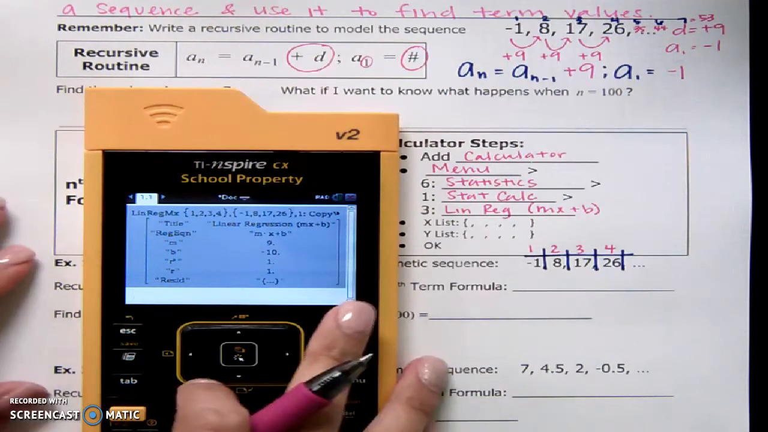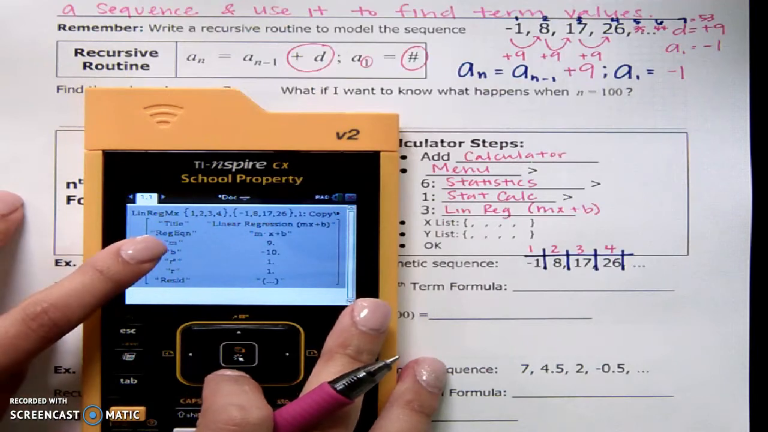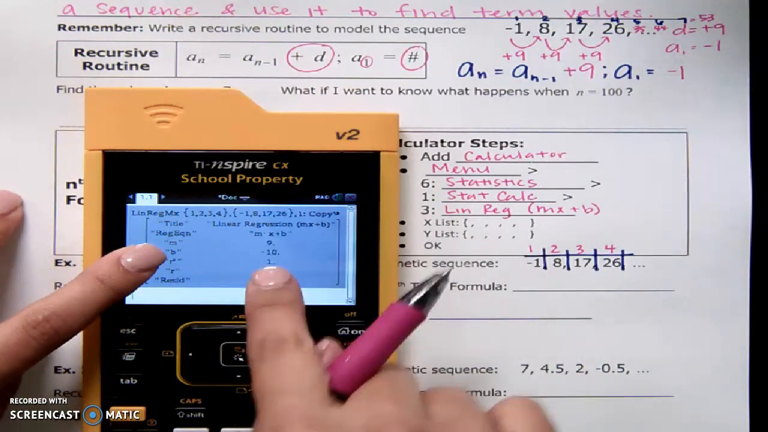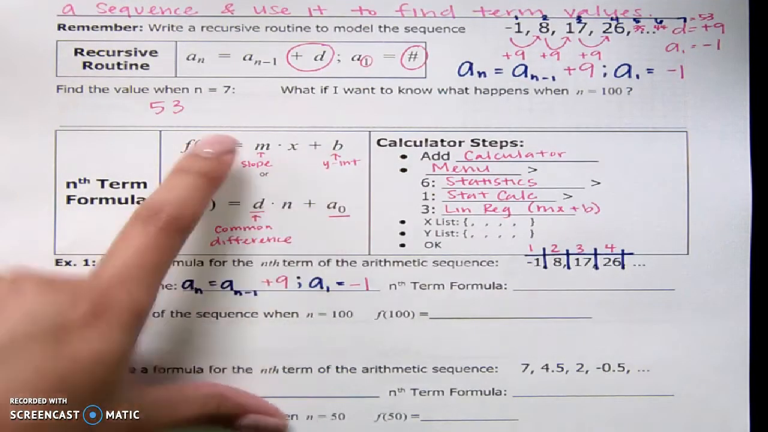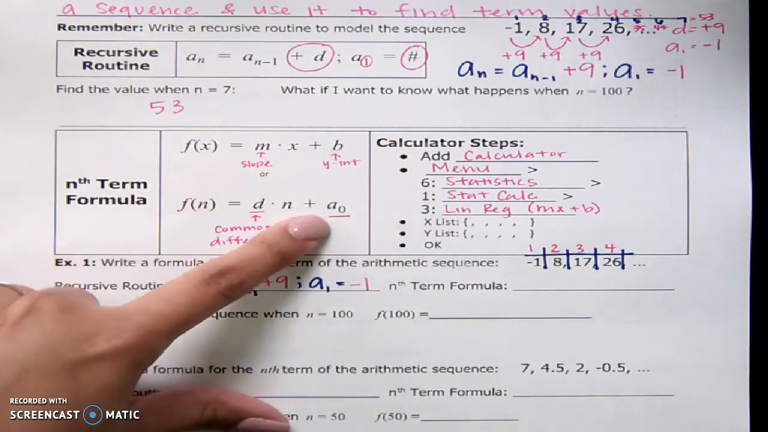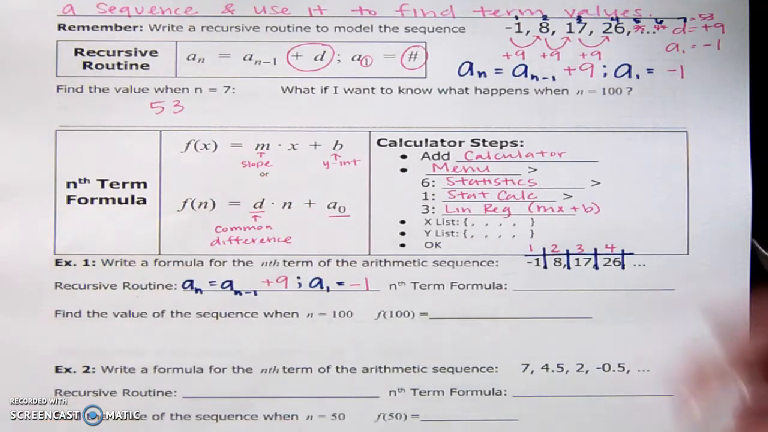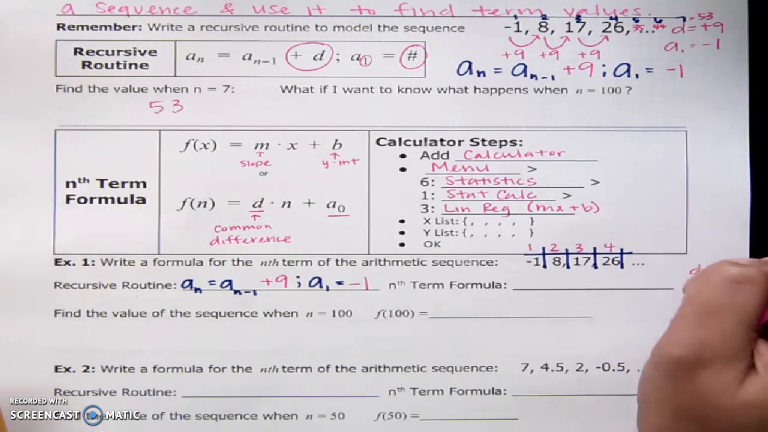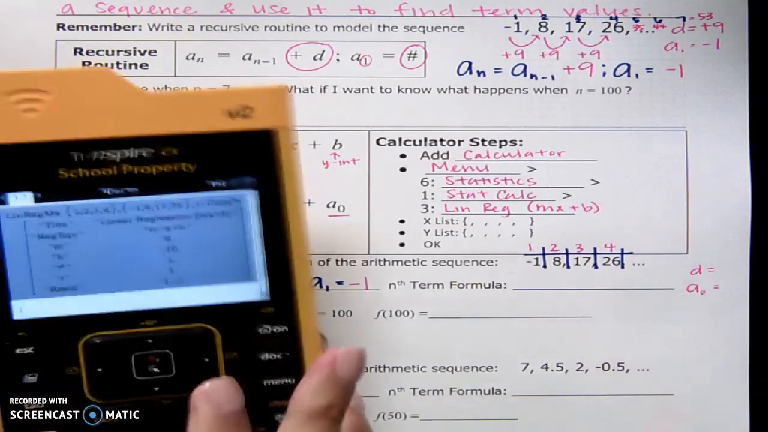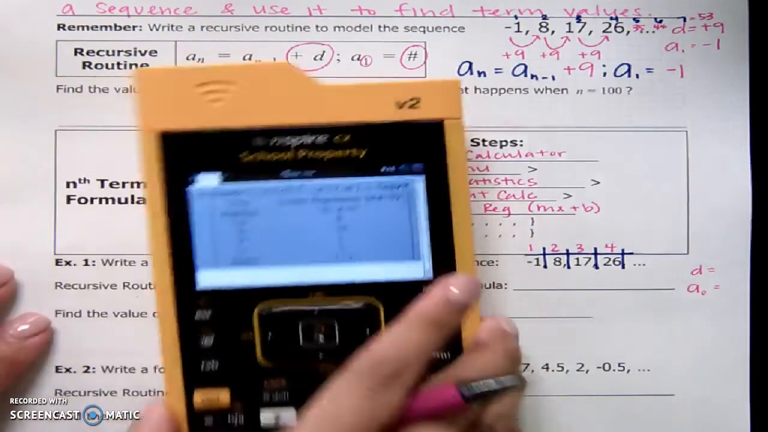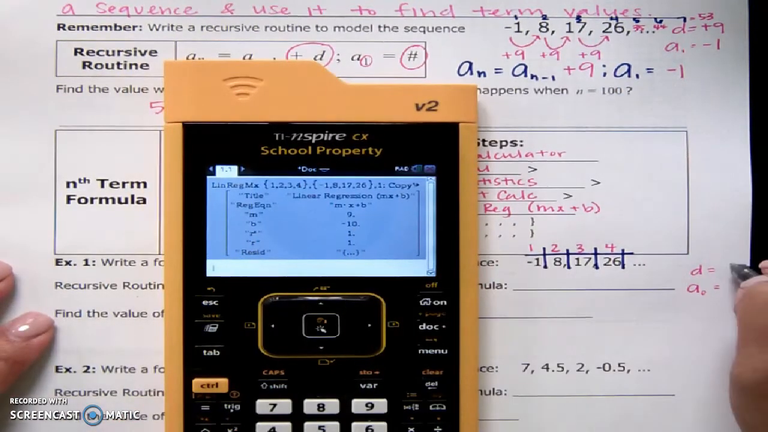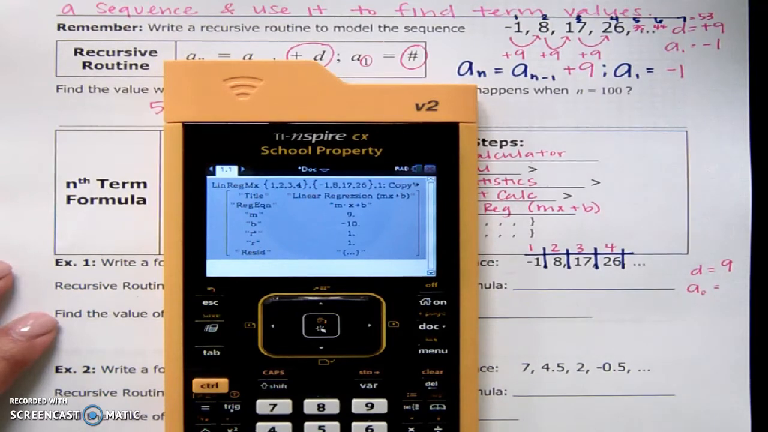So remember, M and B are the 2 pieces of information that we need. But when we're writing it in terms of the nth term formula, M is the same thing as D and B is the same thing as A sub 0. D is the same thing as M. So my calculator tells me that M is 9. So therefore, the common difference is 9.